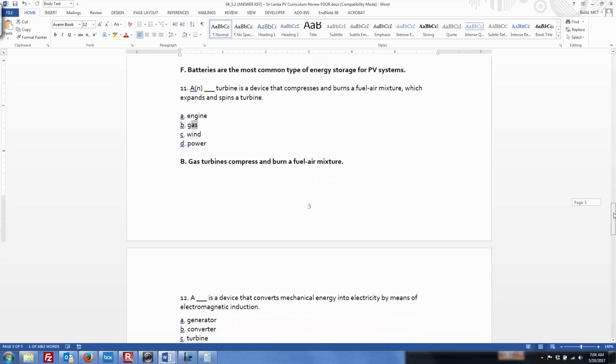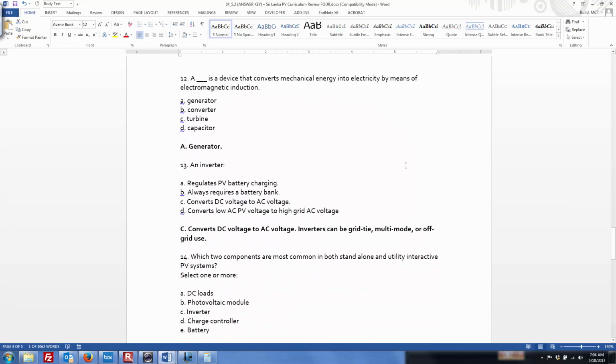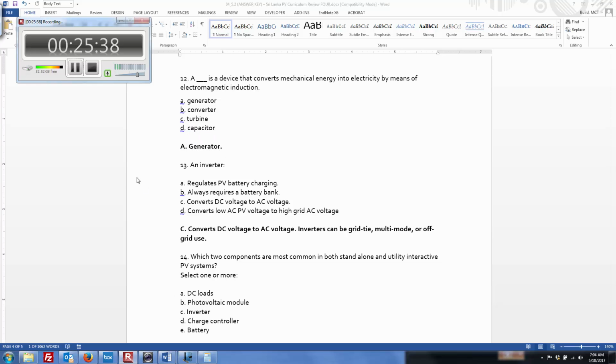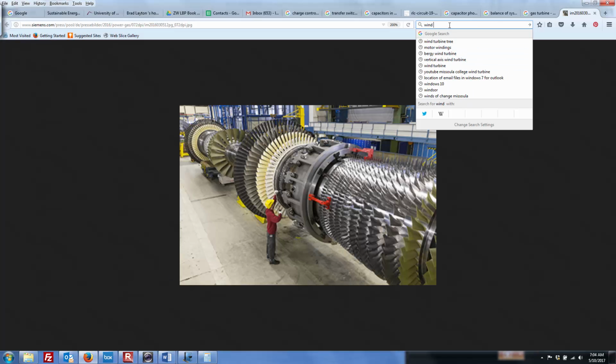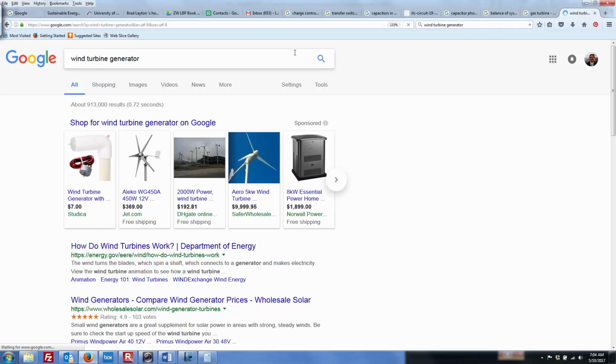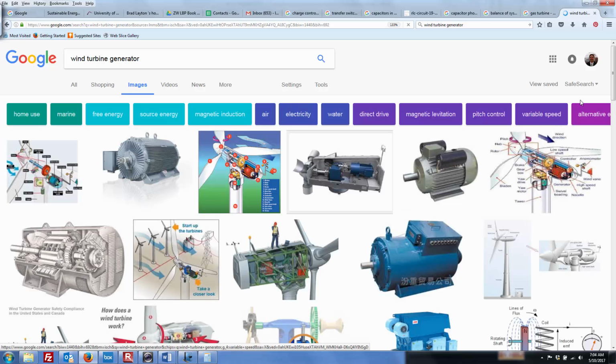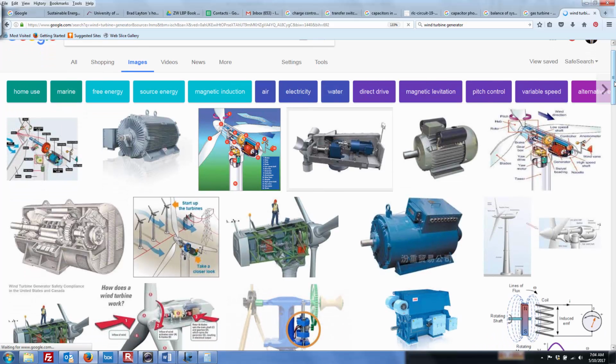So that's what a gas turbine is. All right. Here's the next one. A blank is a device that converts mechanical energy into electricity by means of electromagnetic induction. So in this case, the answer is a generator, and there are several types of generators. I'll take you out here for a little bit. Wind turbine generator. Let's just go and look at some images for wind turbine generator. Okay. Yeah, this is a pretty good one out here.